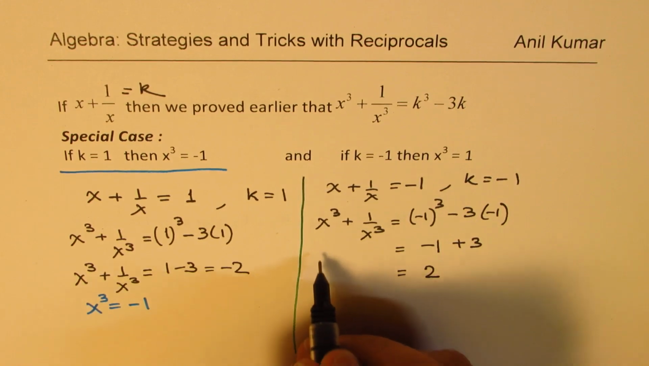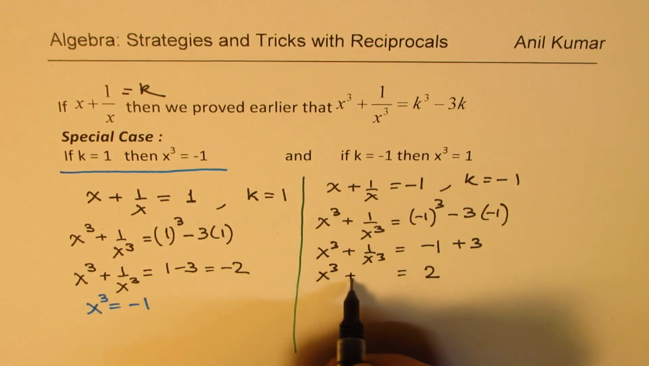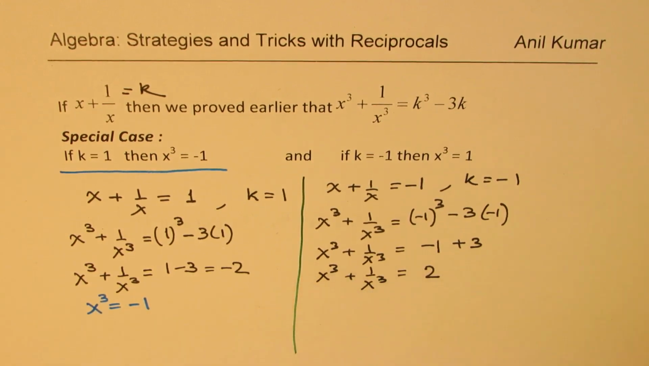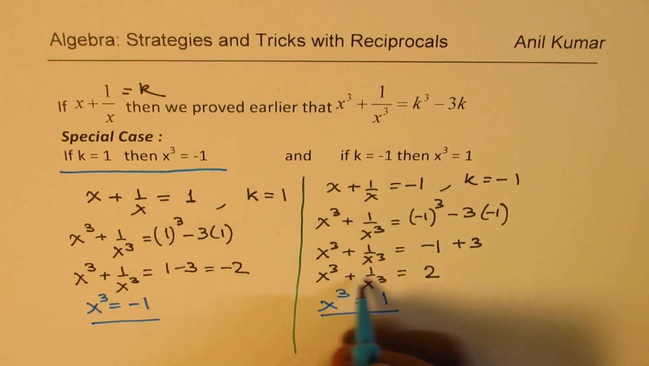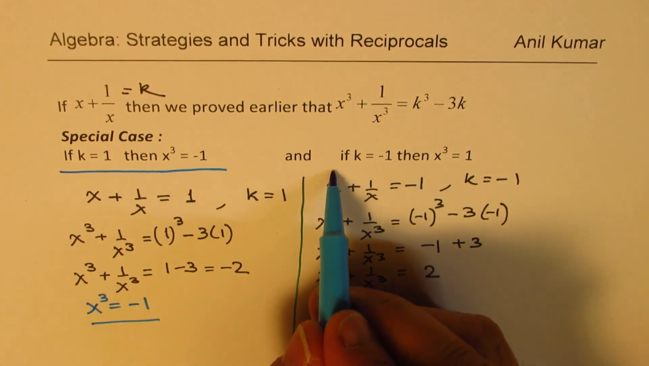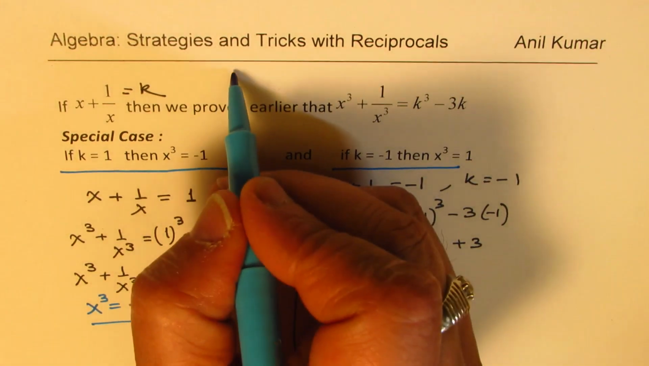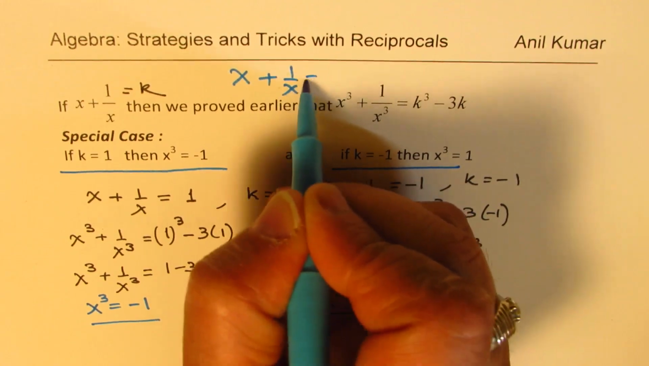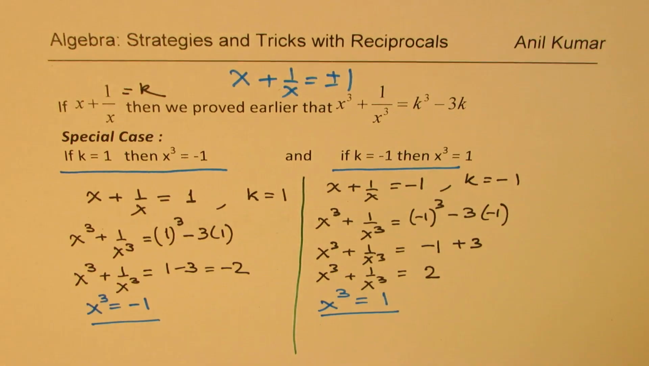So we have here x cube plus 1 over x cube, so the sum is positive 2. That means what? Well, that means x cube is equal to 1. 1 plus 1 is 2. Perfect. So that gives us the second result. Easy way to remember here is that if we have x plus 1 over x equals to plus or minus 1, if it is plus 1, then x cube is negative 1. But if it is negative 1, then it is positive 1. Does it make sense to you, right?